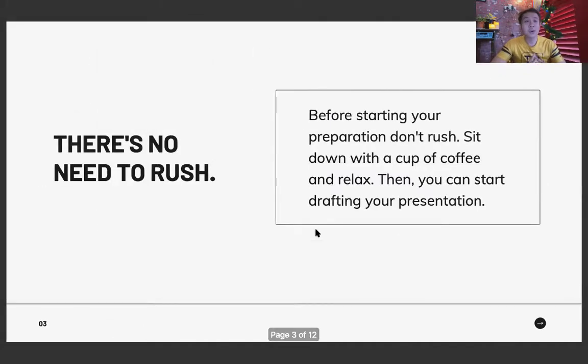Okay, so when you're given a task to do a presentation, tugasan untuk buat presentation, don't rush, don't terus buat. You have to sit down and you have to relax and you have to think what you're going to do. Usually what I'll do is I'll drink a cup of coffee like this, and then after that I will write down what I want to do, structure it, buat struktur 1, 2, 3, 4, then start with my presentation. Usually when you stress out and you think a lot about presentation, your presentation will be rushed and sometimes it will be messy.